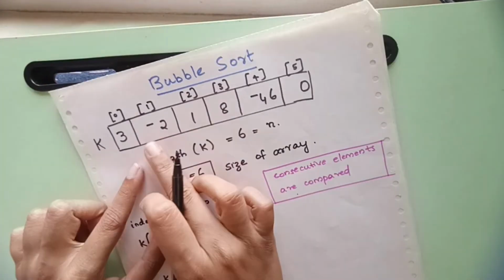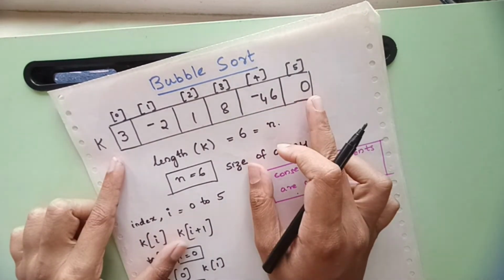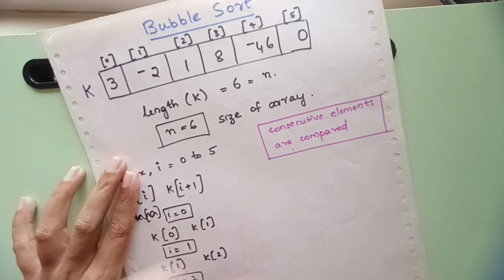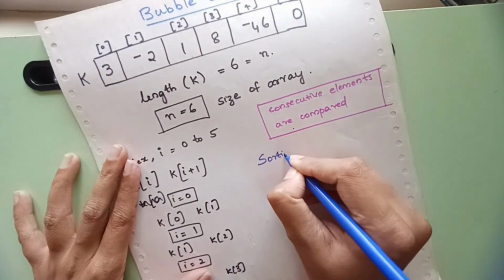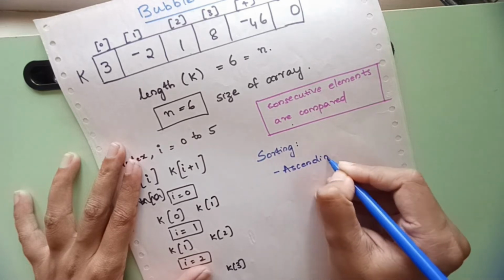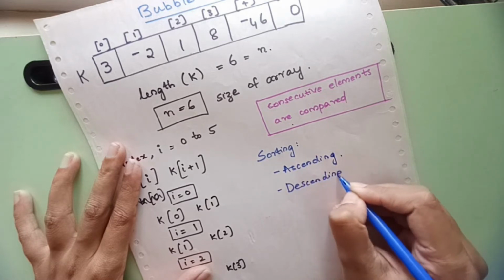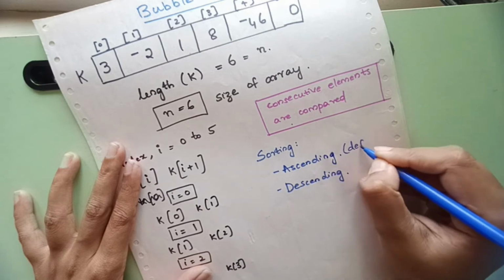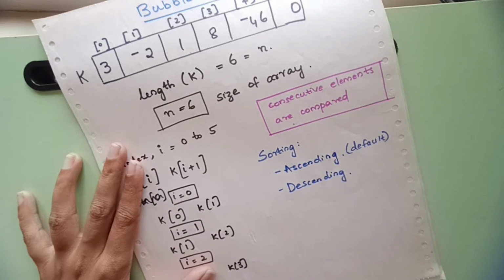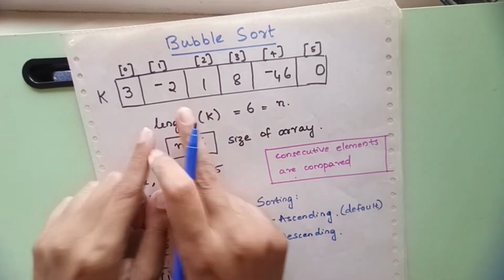So here, this is the given set of data, and these data we are going to sort. So this sorting can be ascending order or descending order. By default, sorting means ascending order. So in this example, we are going to do bubble sorting. Final output will be the ascending order of this data.